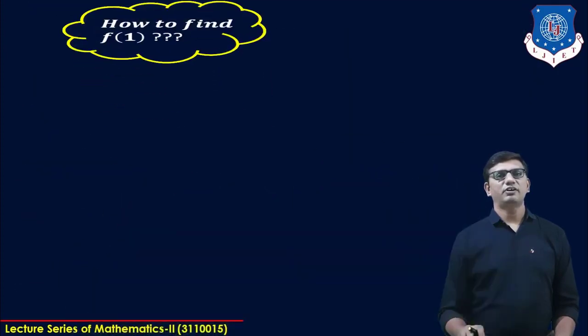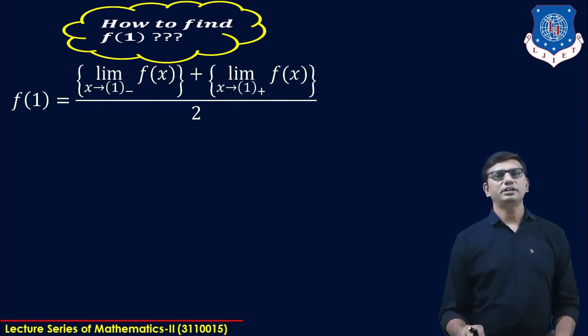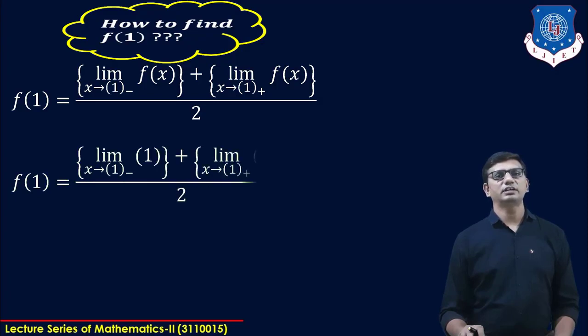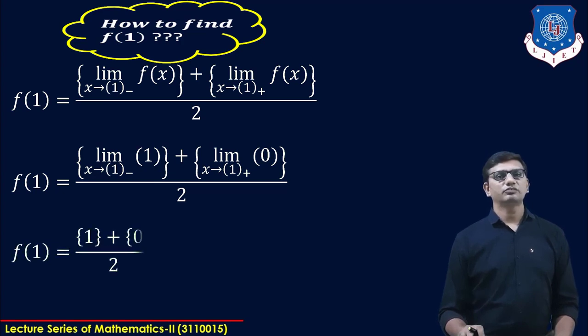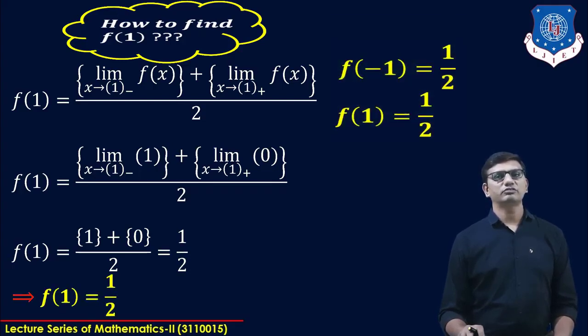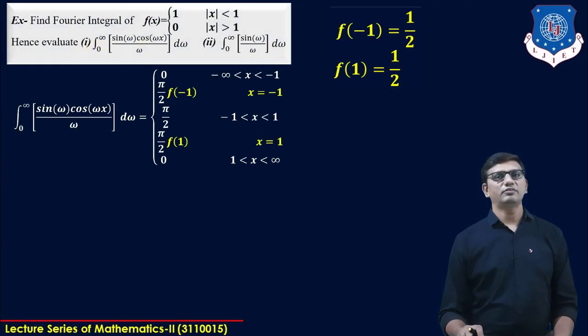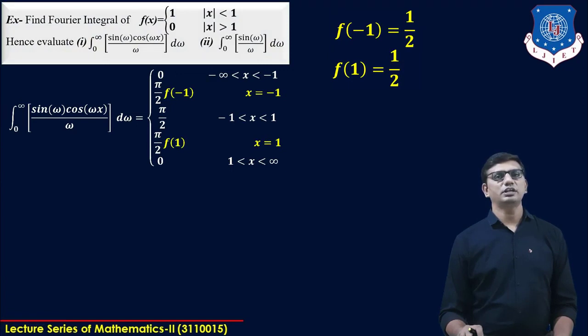Similarly, we can find f of 1. Here we are taking the average of the right hand side limit and left hand side limit at 1. After putting the function's values of the right hand side limit and left hand side limit, we get limit x tends to 1 minus of 1 plus limit x tends to 1 plus of 0, upon 2. After simplifying that, we get 0 plus 1 by 2, that is 1 by 2. So our f of 1 is also 1 by 2. Now we have f of minus 1 is 1 by 2 and f of 1 is also 1 by 2.